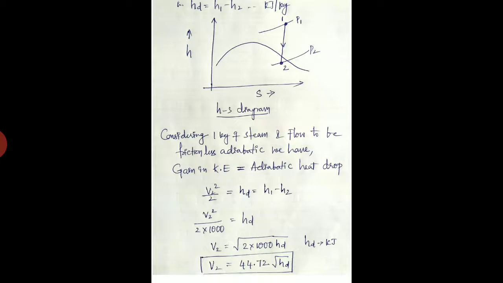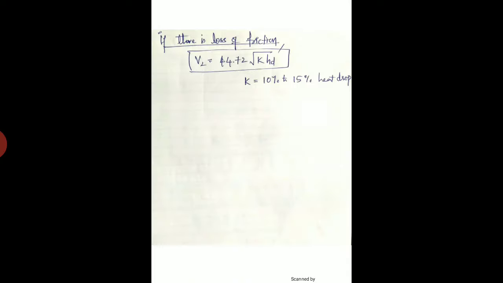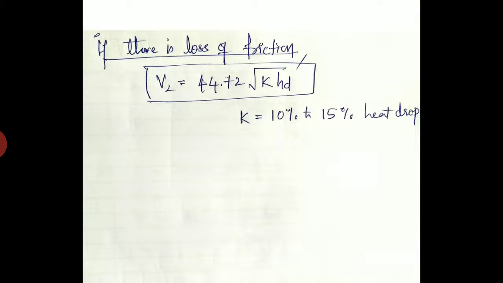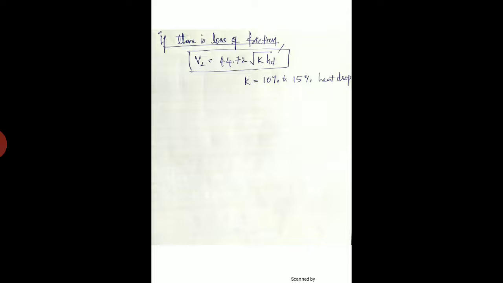So this is the velocity of the steam at the exit of the nozzle. The equation goes like this: V2 is equal to 44.72 root of HD. Now, if there is a loss due to friction, some losses will be there. So that loss factor can be considered as K here. Therefore, V2 is equal to 44.72 root of K HD. Already I told you K varies from 10 to 15% heat. K is the friction factor here.